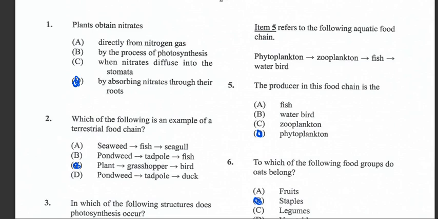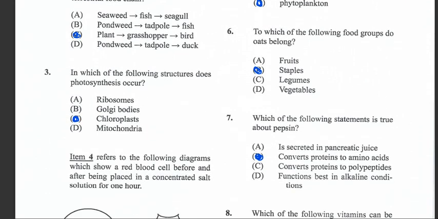Number 3 says in which of the following structures does photosynthesis occur. We have seen that photosynthesis occurs in the chloroplast, and the answer here for number 3 would be C.